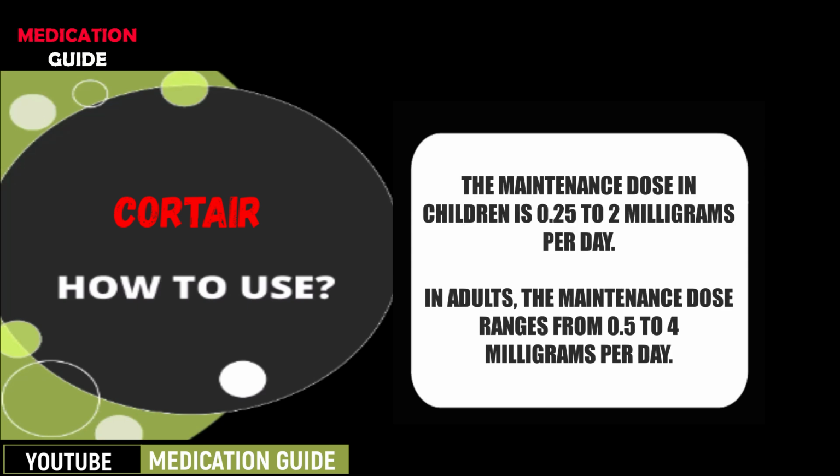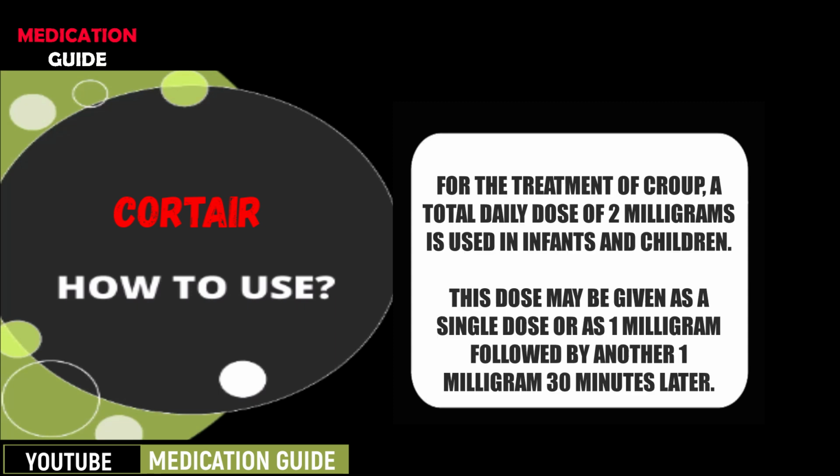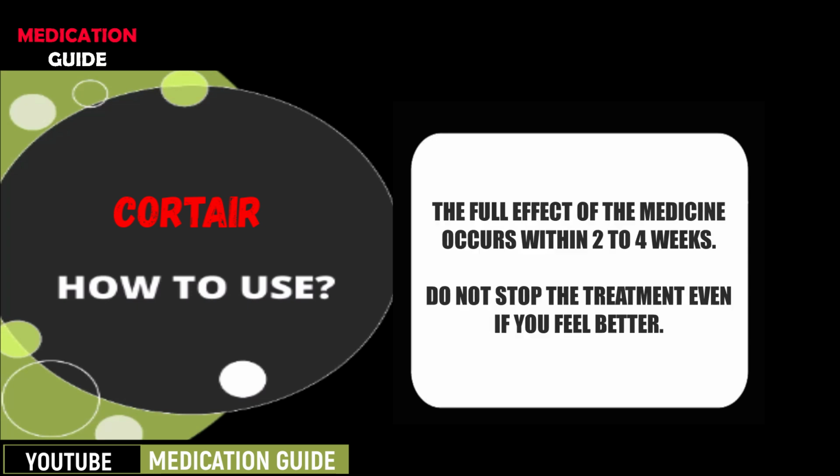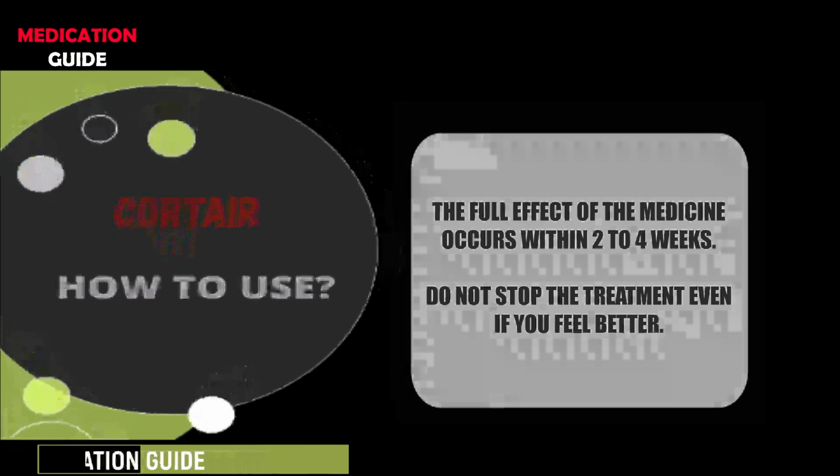The maintenance dose in children is 0.25 to 2 milligrams per day. In adults, the maintenance dose ranges from 0.5 to 4 milligrams per day. For the treatment of croup, a total daily dose of 2 milligrams is used in infants and children. This dose may be given as a single dose or as 1 milligram followed by another 1 milligram 30 minutes later. The full effect of the medicine occurs within 2 to 4 weeks. Do not stop the treatment even if you feel better.